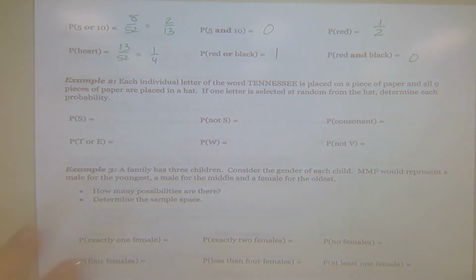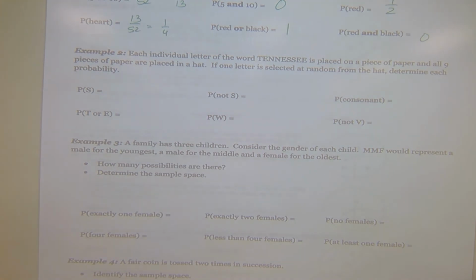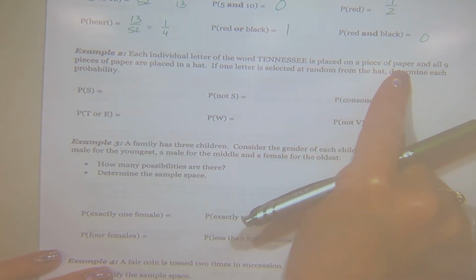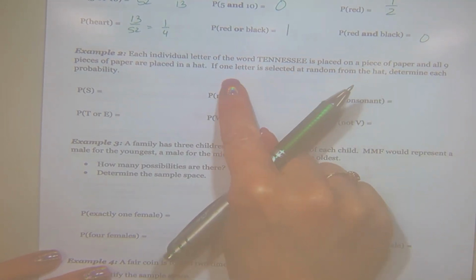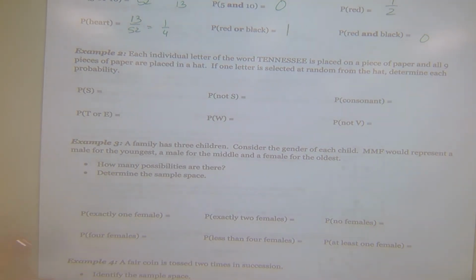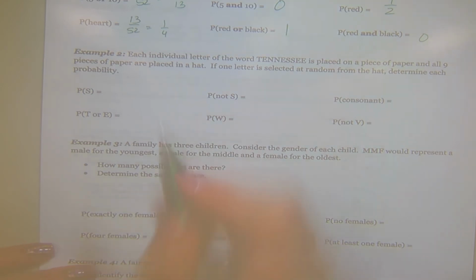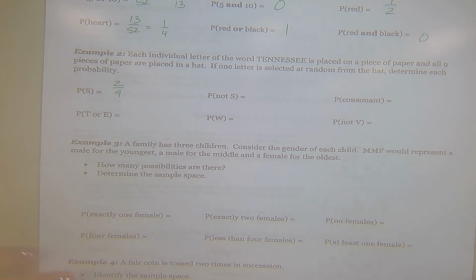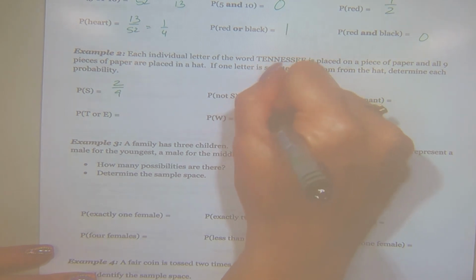Okay, probability example 2. Probability of having an S. You've got the letters for the word Tennessee. You put them on slips of paper. There are 9 letters, so there's 9 pieces of paper, and you put them in a hat. You're going to draw 1 letter out of the hat at random. Well, out of those 9 letters in the hat, how many of them are S's? 2. So the probability of drawing an S is 2 out of 9. If 2 of them are S's, how many of them are not S? Well, the other 7.